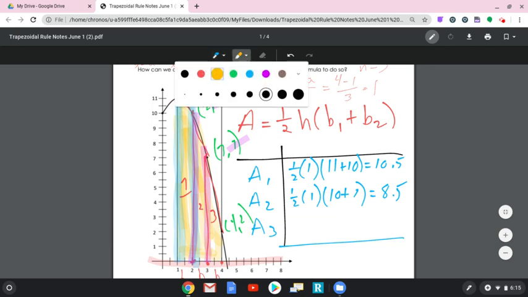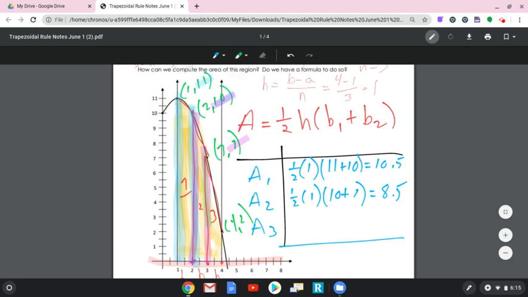Now let's look at our last one. I'll do green. Base 1 and base 2, again, the y values. It would be 7 and 2. So I look at this. I have 1/2. My height is 1. My y values of the 2 points on my function, where the vertical line hits that function, would be 7 plus 2. So that would be half of 9, which is 4.5.